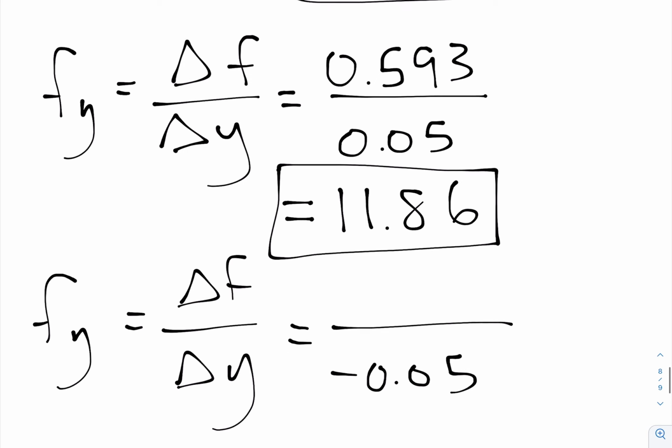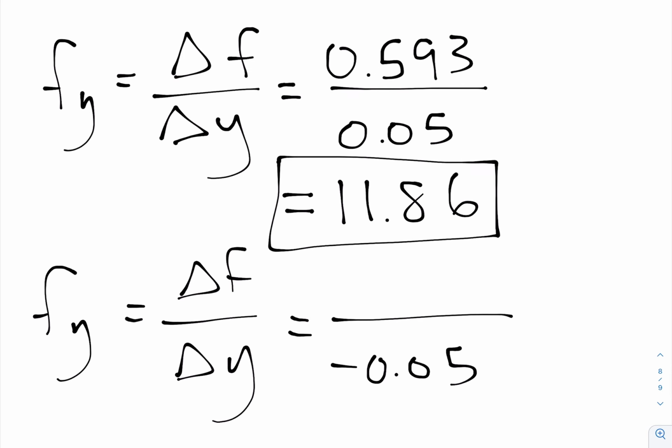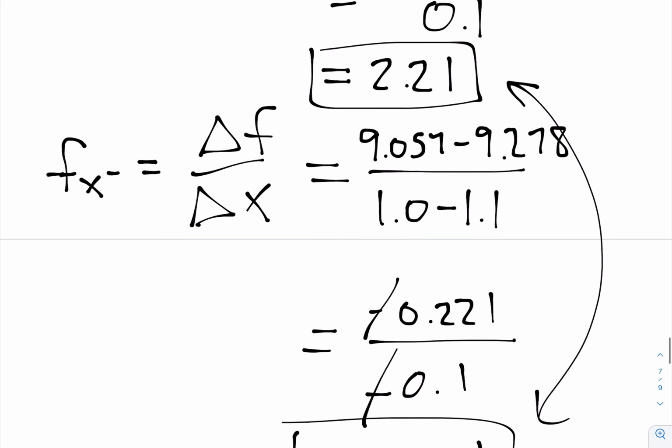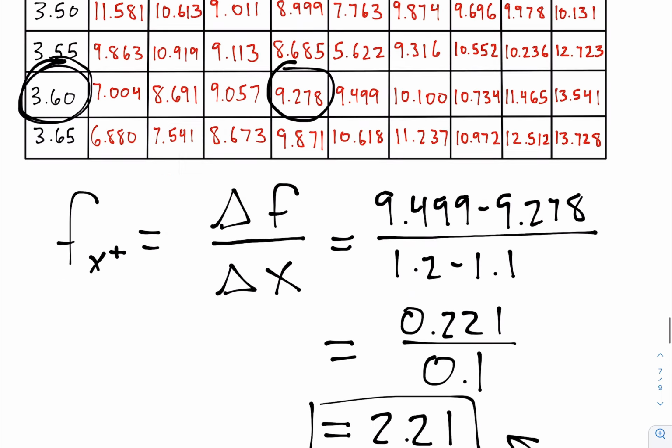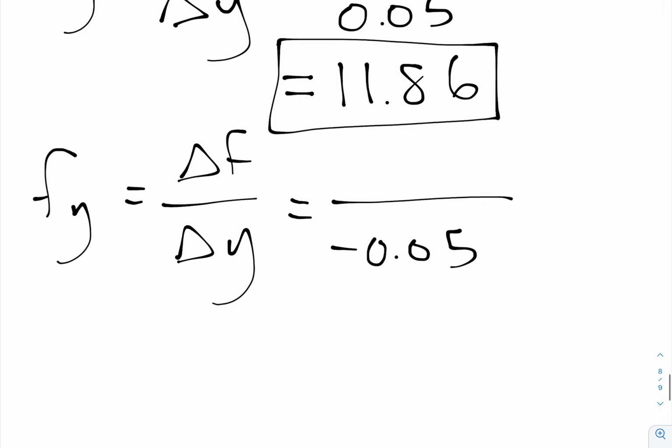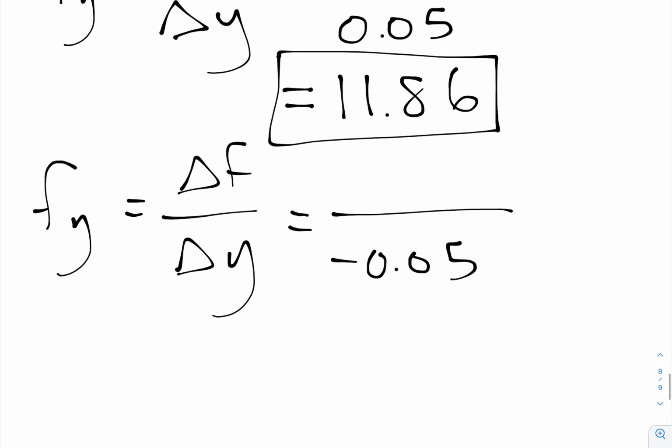So now delta f is 8.685 minus what we started at, so 9.278. Minus 9.278, that's going to be negative 0.593. Okay, we divide that out, negatives cancel, we're going to get positive 11.86 again.